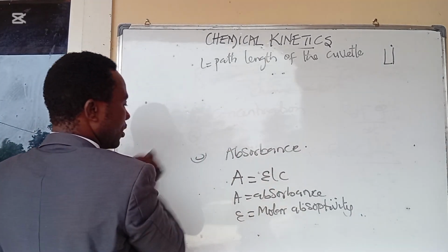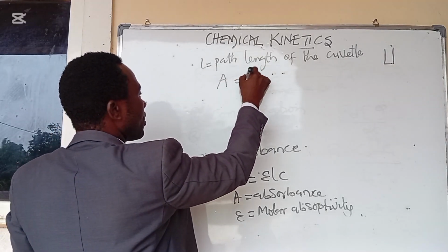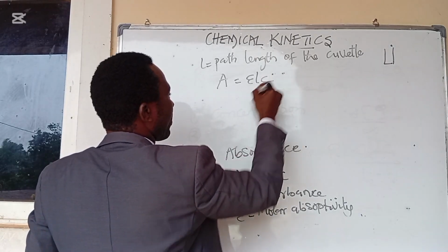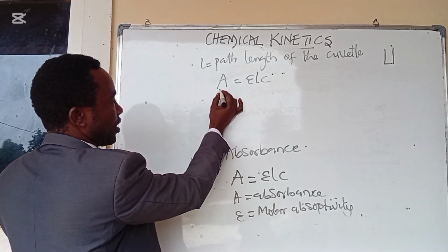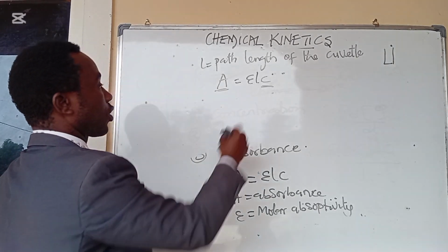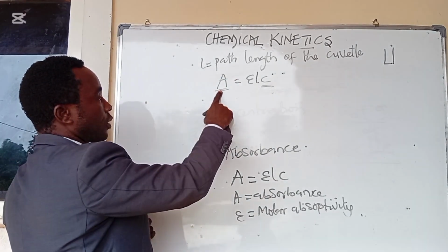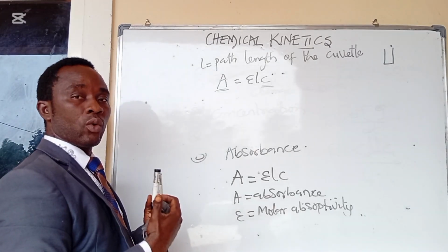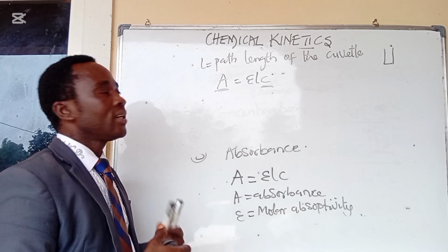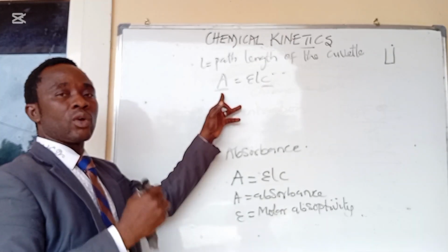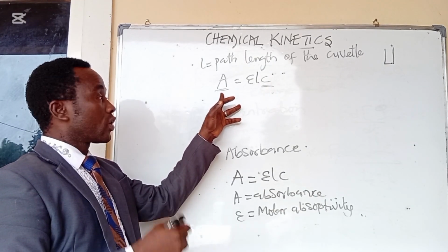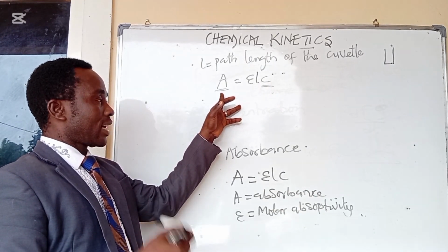Now, from this equation, the absorbance of a solution is the molar absorptivity, times the path length of the cuvette, multiplied by concentration. You can see that absorbance is directly proportional to concentration. The more the concentration of a solution, the more the absorbance. And if concentration decreases with time as the reaction proceeds, it should also mean that the absorbance of a solution decreases with time as the reaction proceeds.